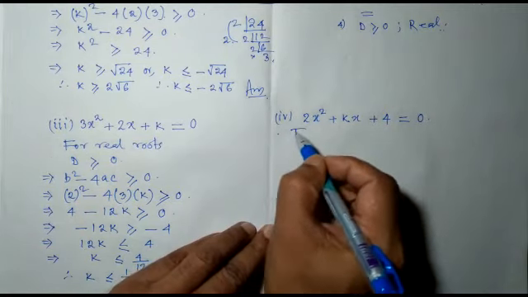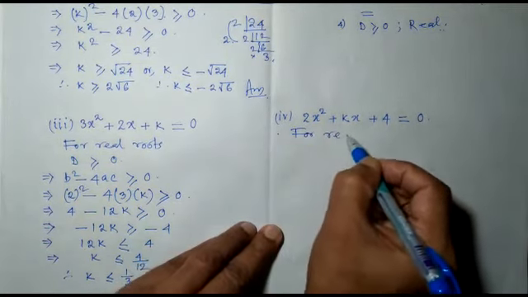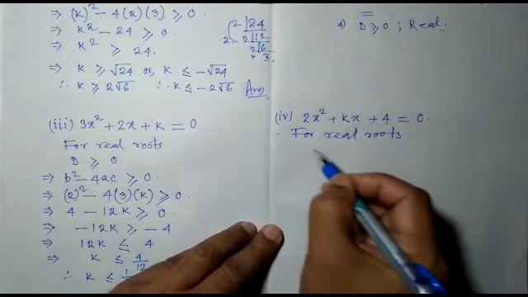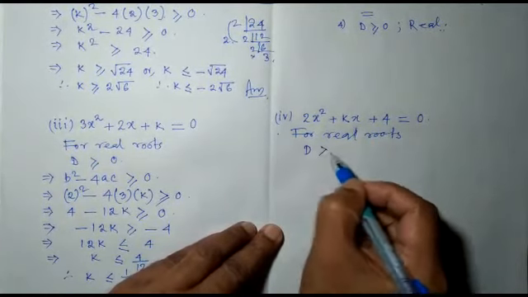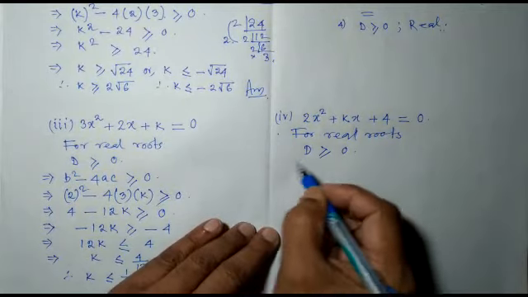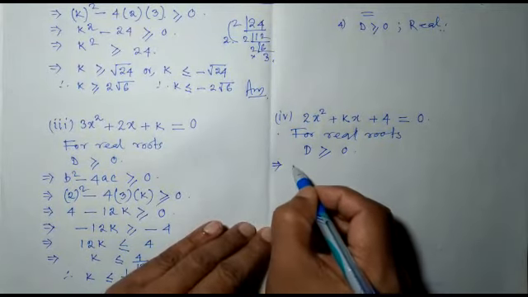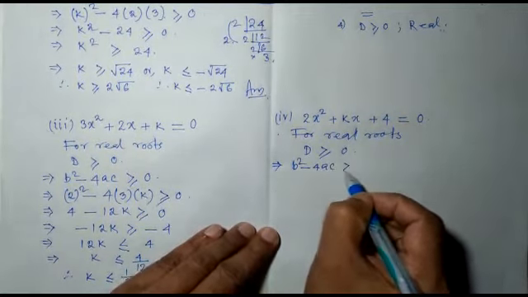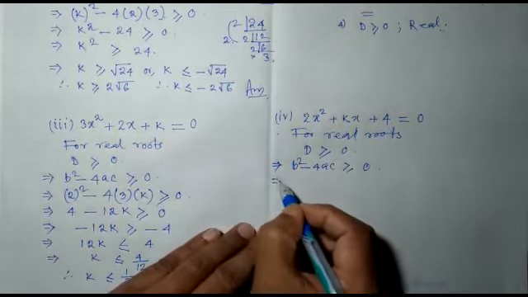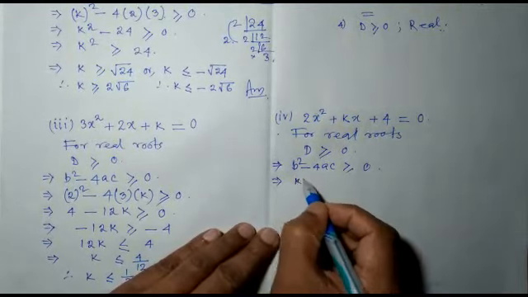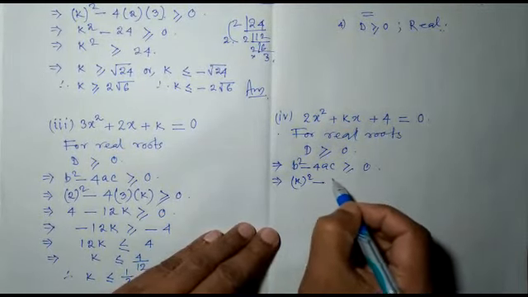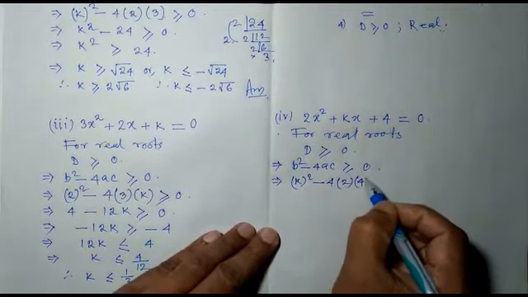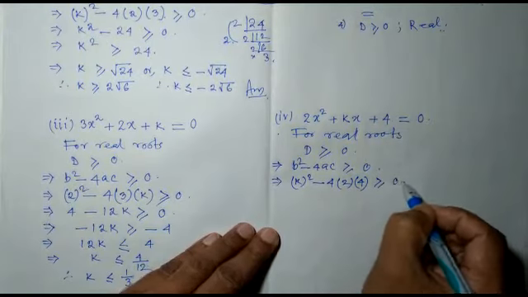And look quickly at this question number 4. In the same way we can write for real roots. For real roots, what is the condition? D must be greater than or equal to 0. So write the formula for D: b square minus 4ac greater than or equal to 0. What is b? It is minus k, whole square, minus 4. What is a? It is 2. And what is c? It is 4, greater than or equal to 0.